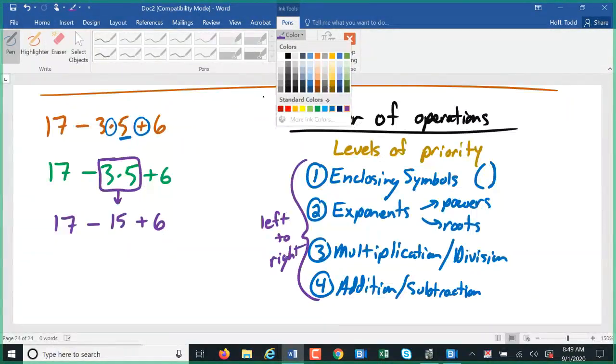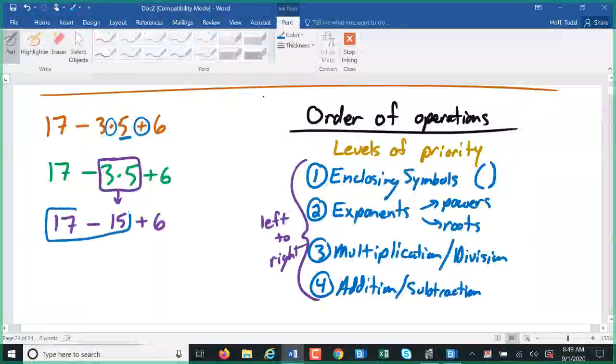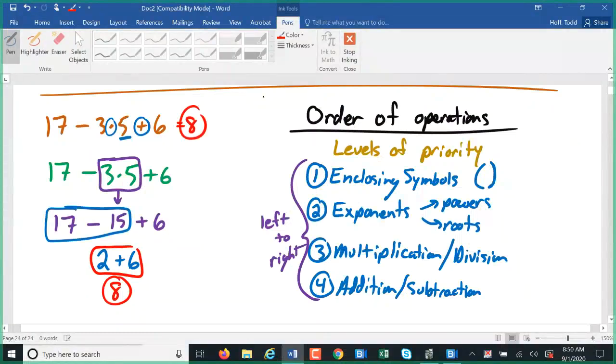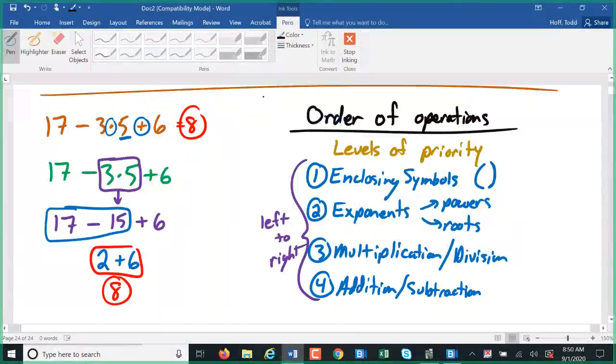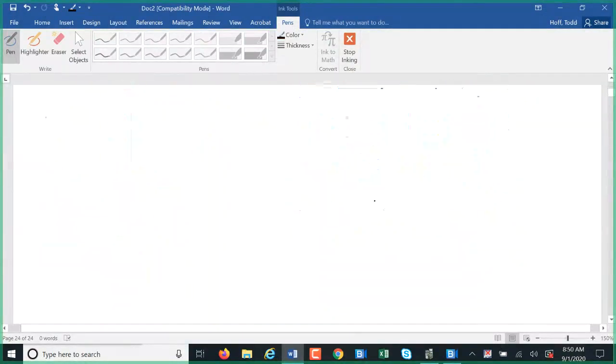So here, left to right, we've got the 17 minus 15. Again, notice I put a box around it. 17 minus 15 is 2. Everything outside the box has to be written exactly as it was, so just plus 6. Now, of course, all that's left is 2 plus 6 is 8. There's nothing outside the box to rewrite, so we are done. The solution to that was simply 8. Well, let's look at some a little bit more difficult than that.